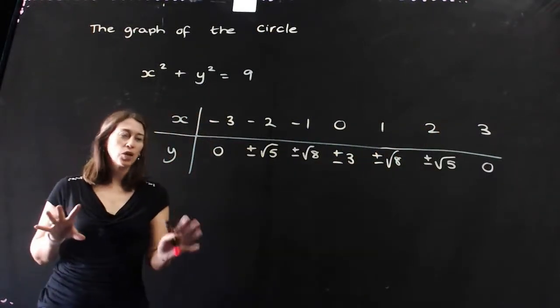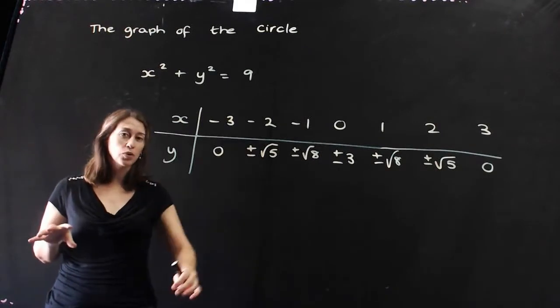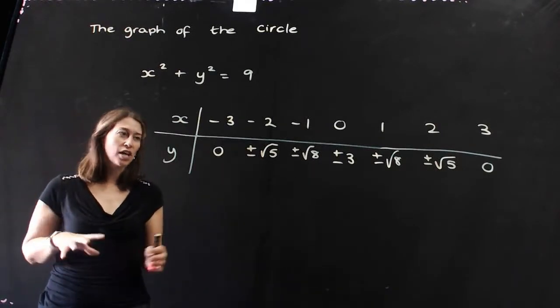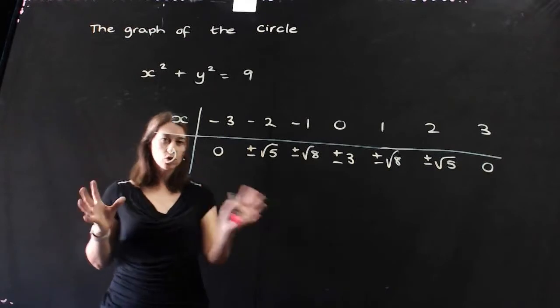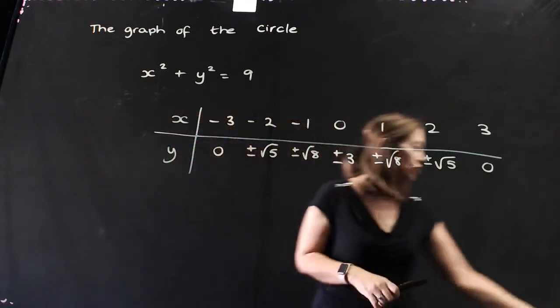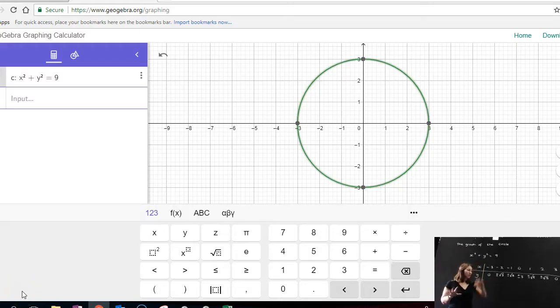Now what we're going to do is plot this. I'm going to use GeoGebra to plot these points, and we'll have a look at the shape, talk about what the general shape is and if we can spot any key features. As you can see, I've plotted this on a graphics calculator, and we've got a circle where the positive numbers are above the x-axis and the negative numbers are below the x-axis.